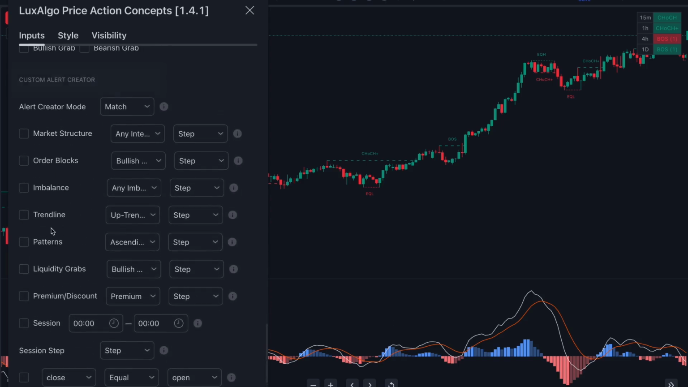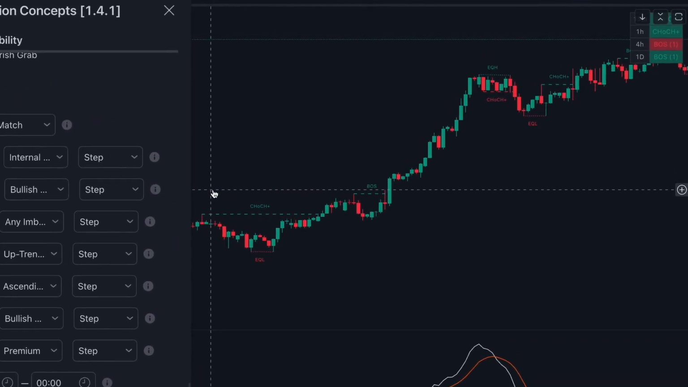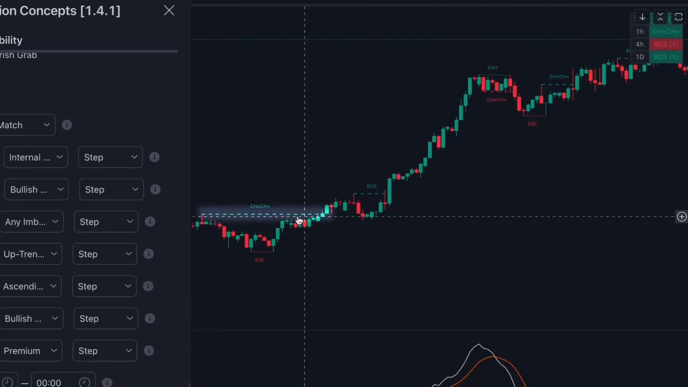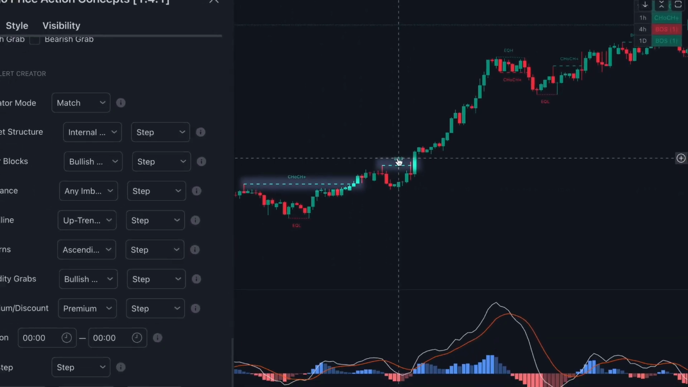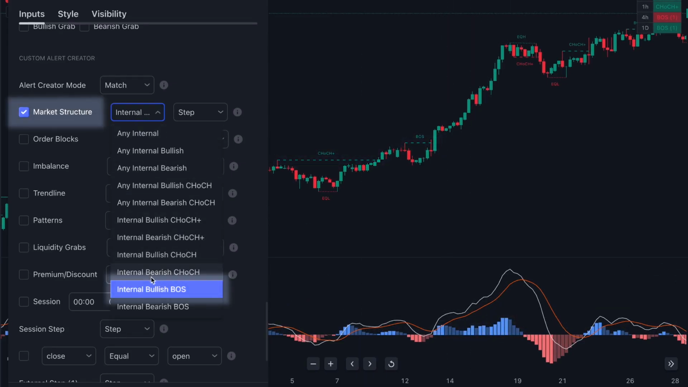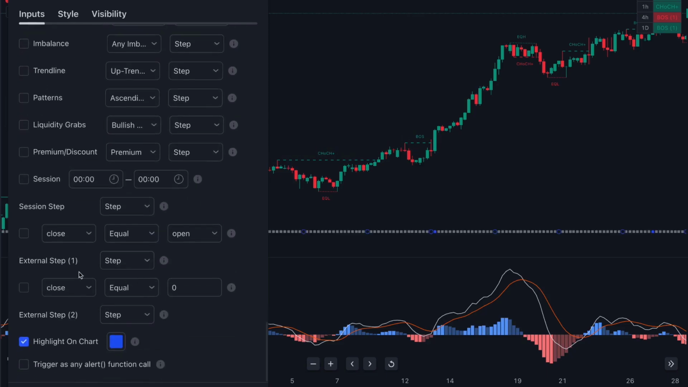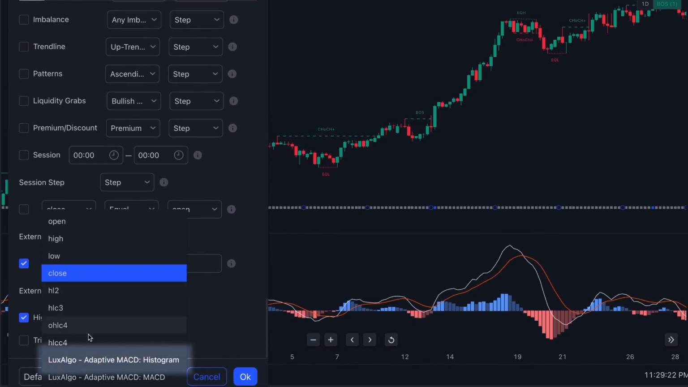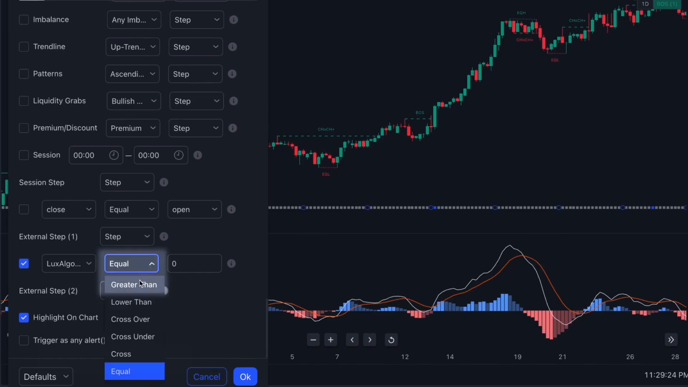The Custom Alert Creator will allow us to create alerts based on a specified set of criteria. For this alert, we want to get an alert when the market structure has shifted bullish and then there is a bullish break of structure and the adaptive MACD histogram is greater than 0, meaning the MACD is bullish. So I can set market structure to internal bullish, and then we can go down to external step and set this to the adaptive MACD histogram and set this to be greater than 0.